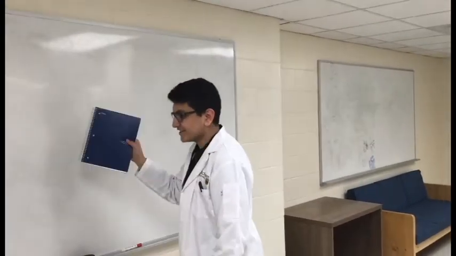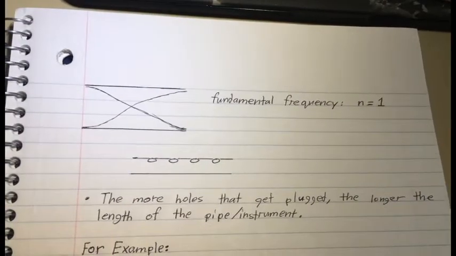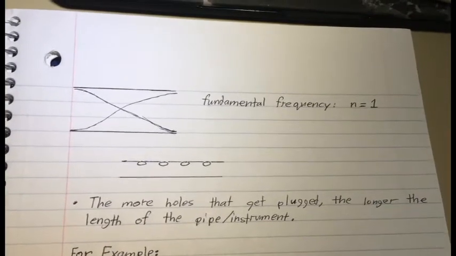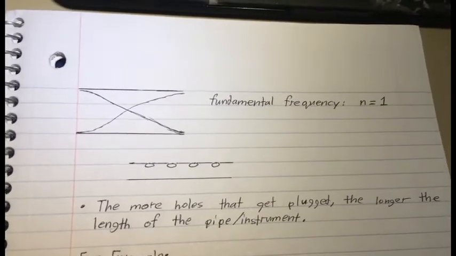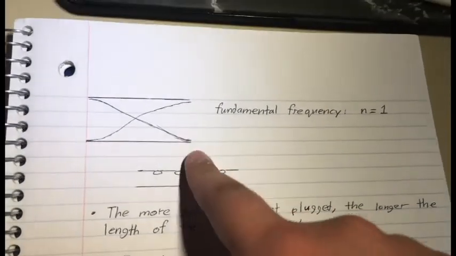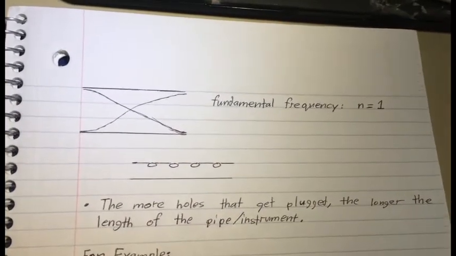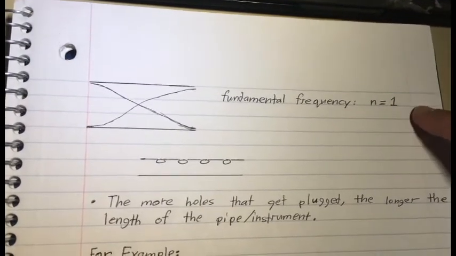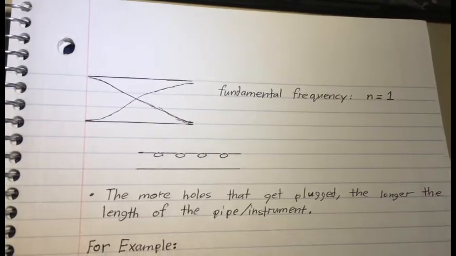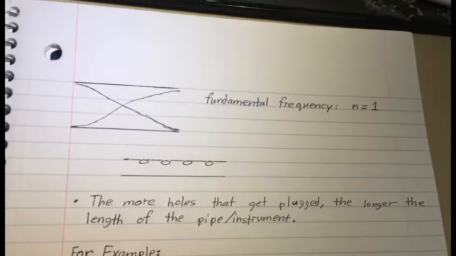I have a much better idea. Alright, now we're going to learn about our instrument from a physical perspective. Okay, so if we look at our instrument, we can see that it is open on both ends. Now, we're going to assume that it's at the fundamental frequency of n equals 1, and this is at about a frequency of 440 hertz.